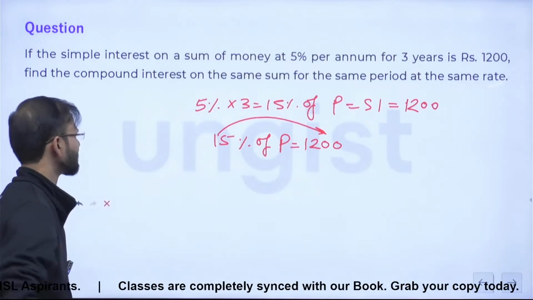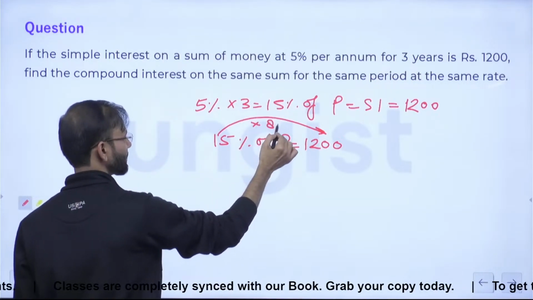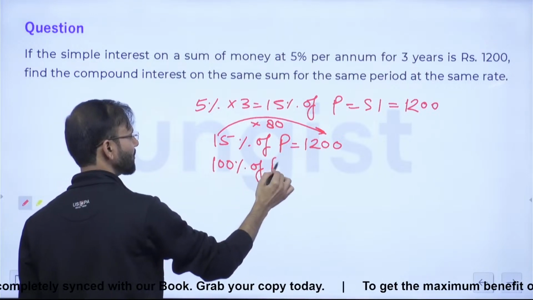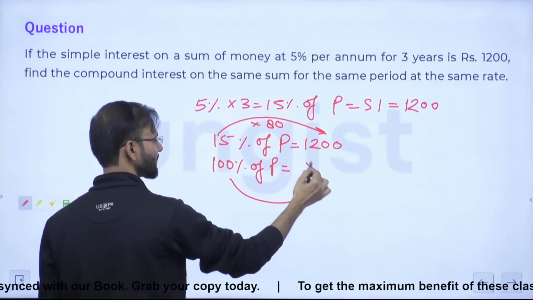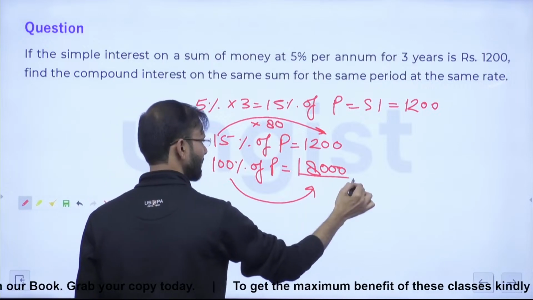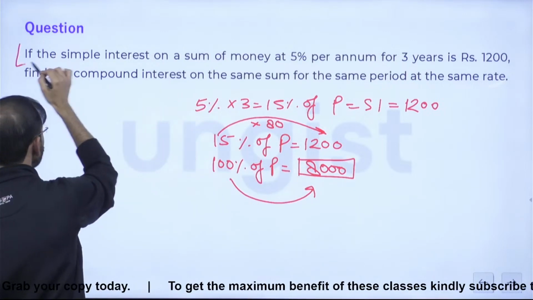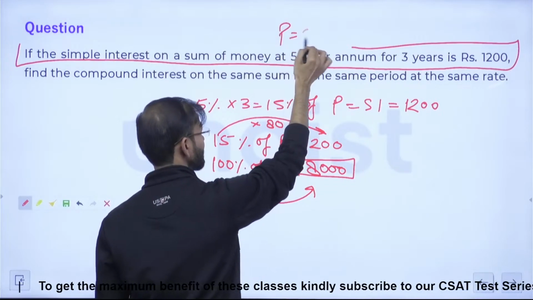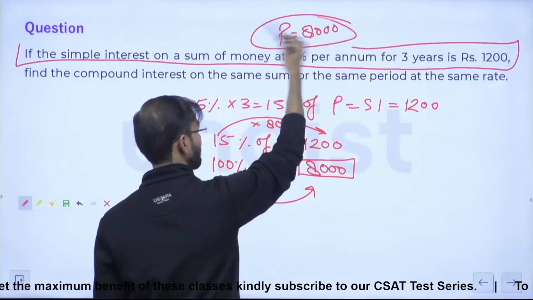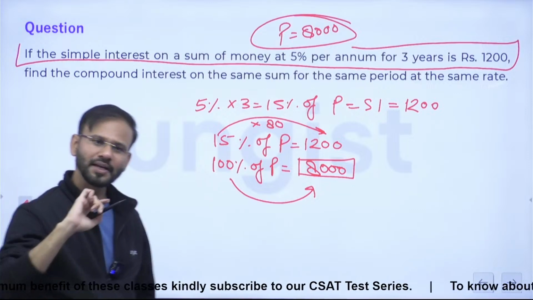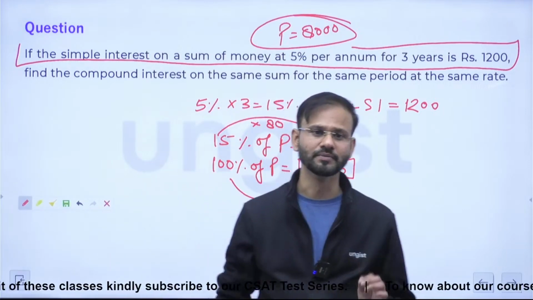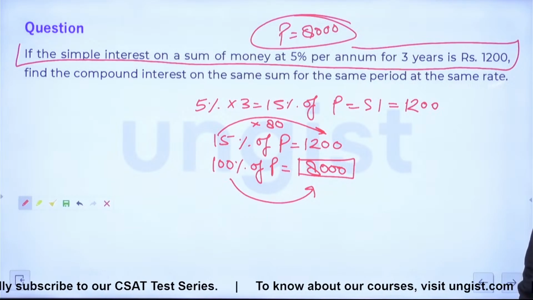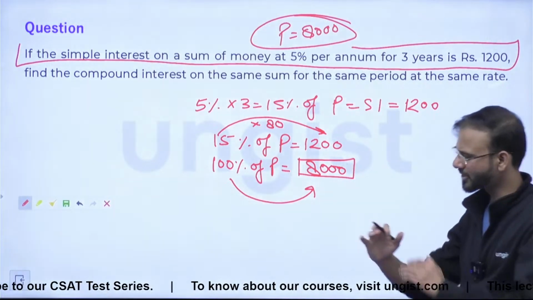Yes, 15 into 8. So this is actually into 80, right? So 100% of principal will be 80 times of this, which is 8,000. Everybody, from this first statement, what you can conclude is that the principal is 8,000. Which your friend told, that we can find the principal from this data. Everybody, it is clear, right? So just read the question in parts.